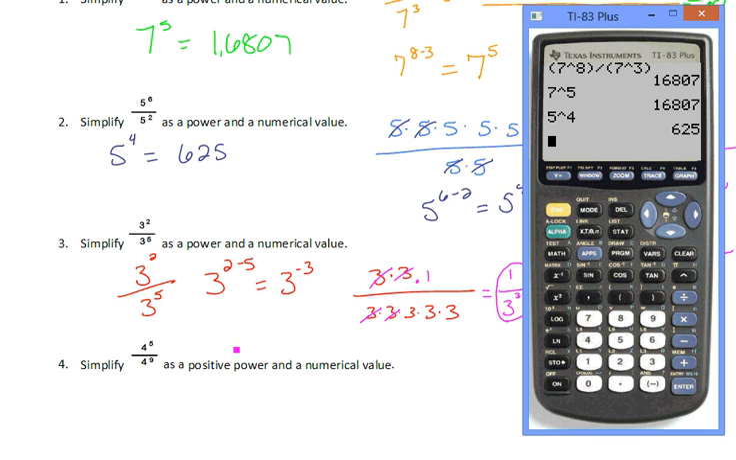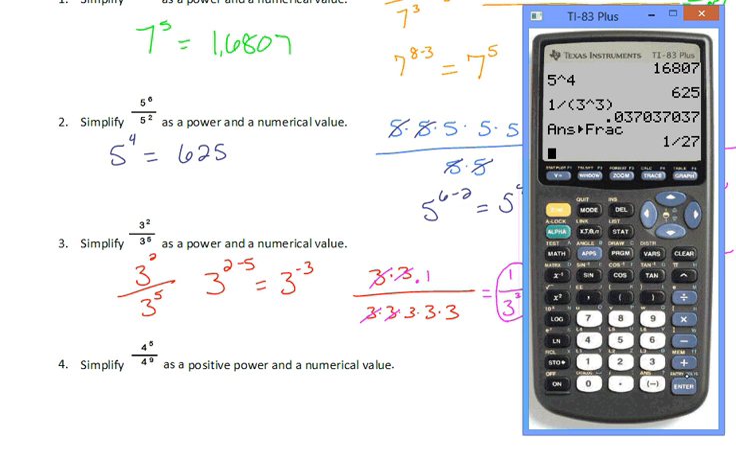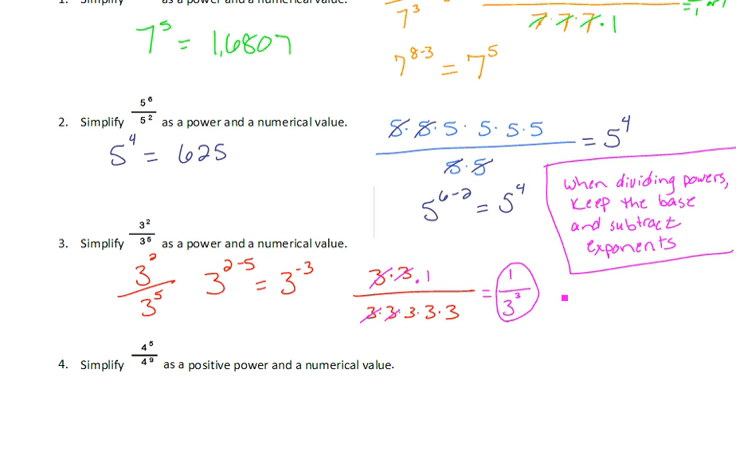What is that as a numerical value? We're going to say 1 divided by 3 to the third. We're going to ask for that to be a fraction, and they tell us 1 over 27. Is that the same thing as 3 to the negative third? Yep, it is. So either way, our answer is 1 over 27. So what does that negative mean?